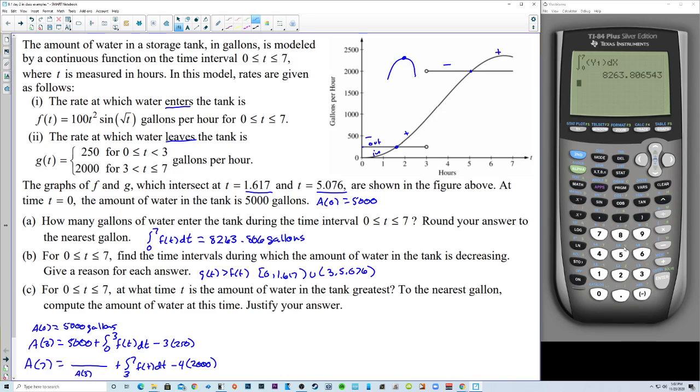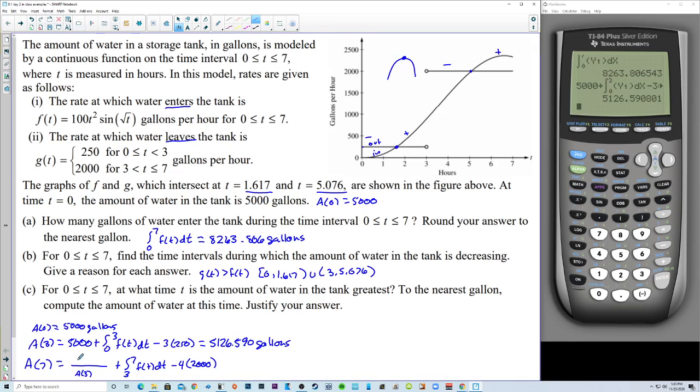So let's go with 5,000 plus the math, number 9, and we're going from 0 to 3 of f of t. So we have variables, y1 with respect to x, but then we're going to minus 3 times 250 from that. So we get 5,126.590 gallons. So that one's definitely in the lead now for the maximum.